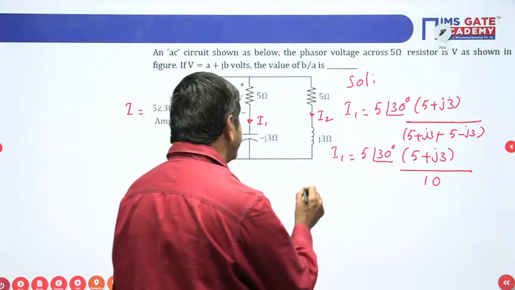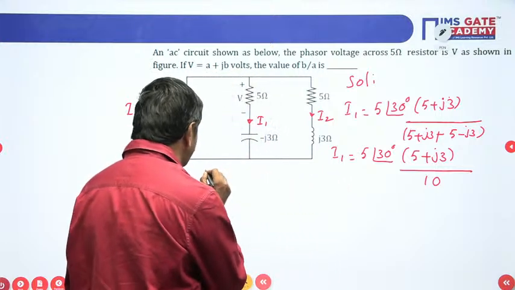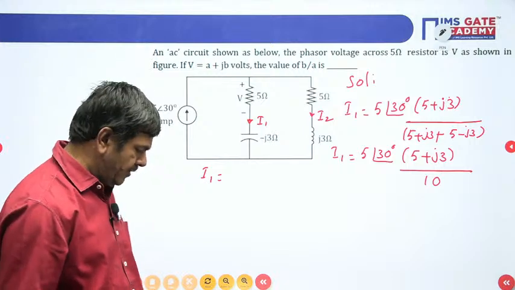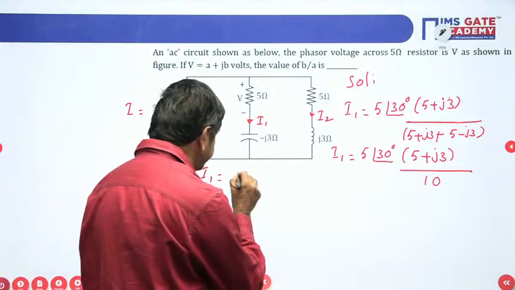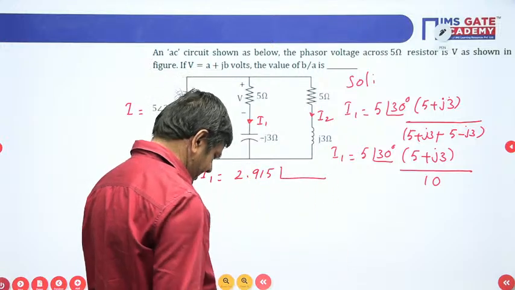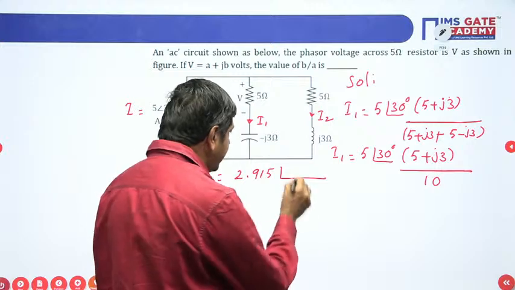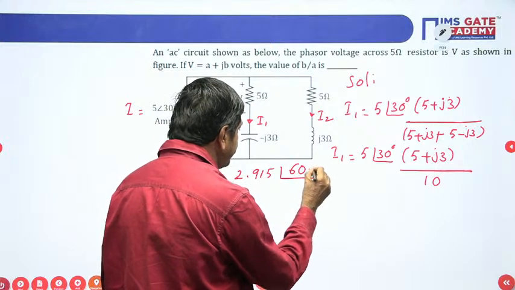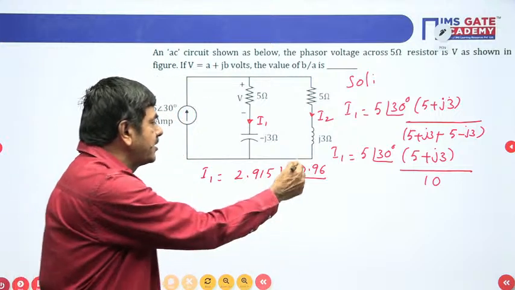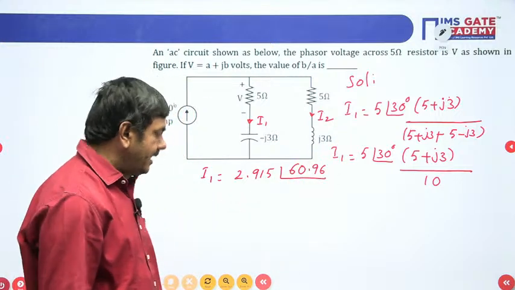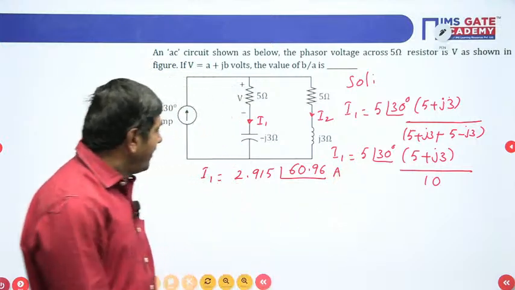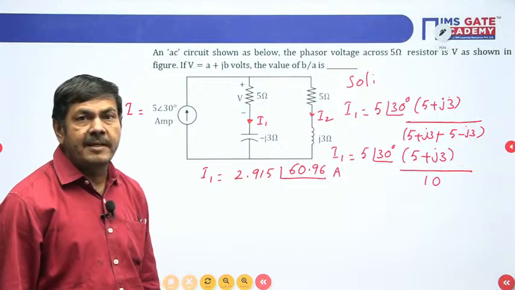This value, in the polar form, if you are using the calculator, will be 2.915 at an angle of 60.96 degrees. That much amount of current is possible here. That is I1. By using this I1, I can determine the voltage V.